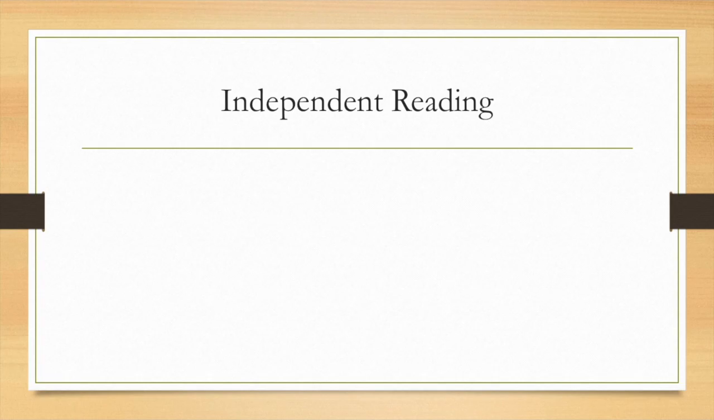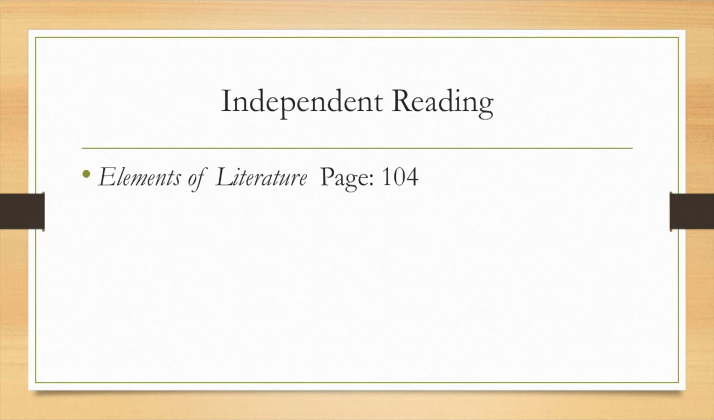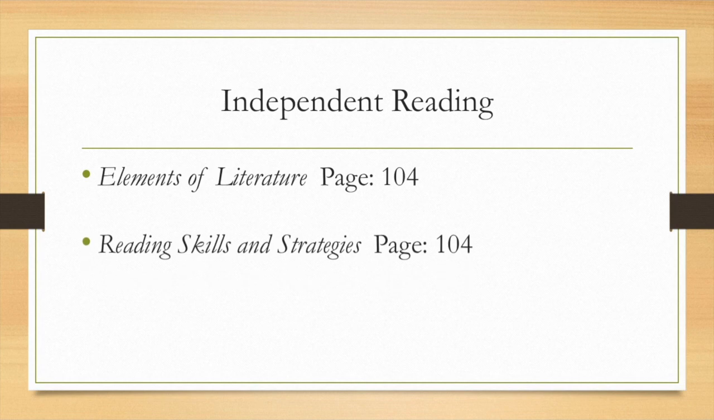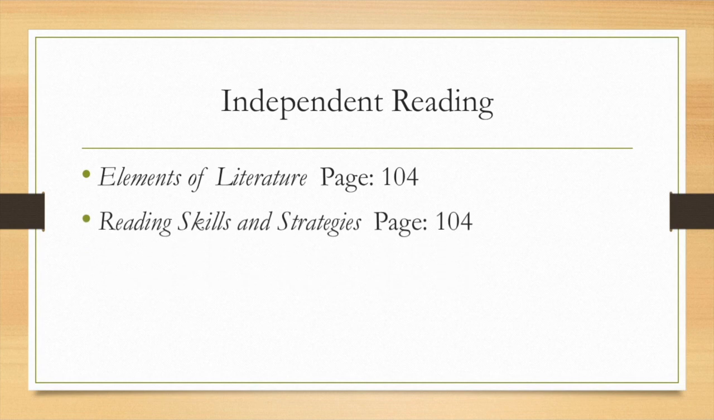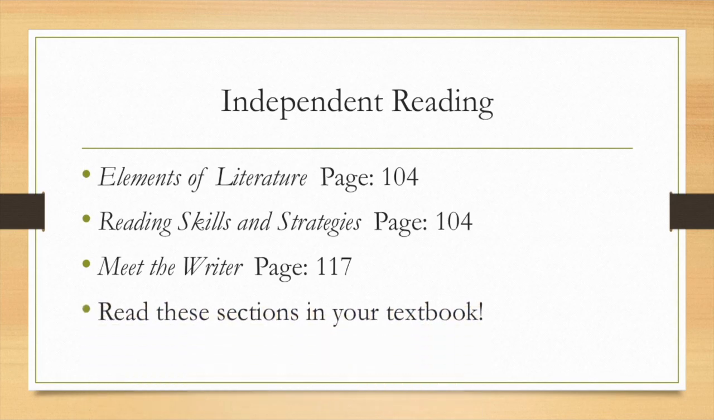We now have a little bit of independent reading to work our way through. On page 104 of the textbook, I need you to read through the Elements of Literature section as well as the Reading Skills and Strategies section on page 104. After you read through that section, I will need you to turn to page 117 of the textbook and read through the Meet the Writer section, where we find out a little bit more information about Jean Fritz. Remember to pause the video in order to read through these selections.